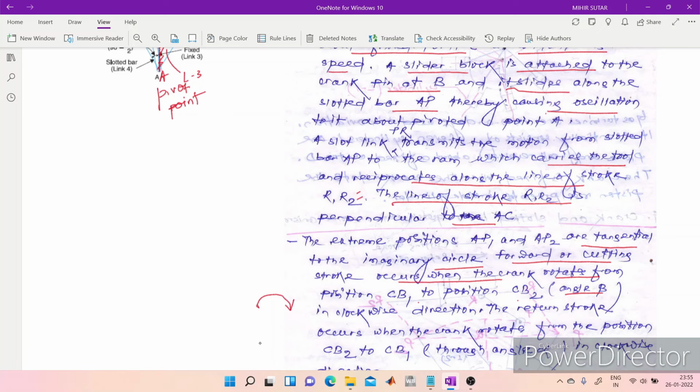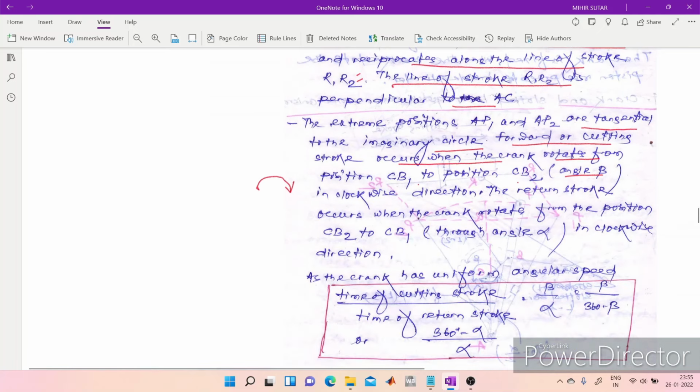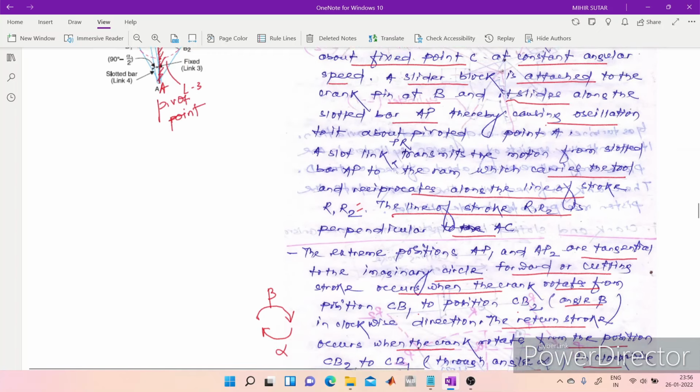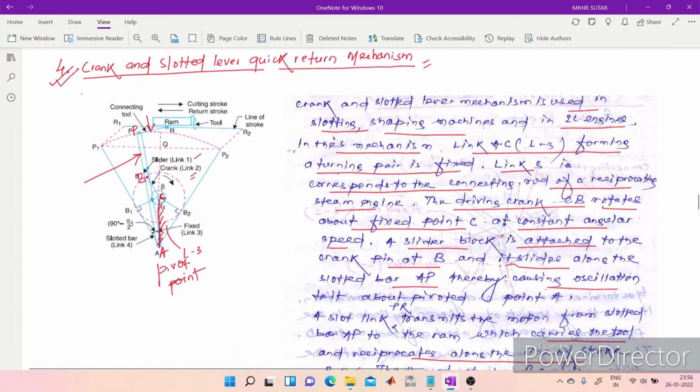In clockwise direction. And the return stroke occurs when the crank rotates from position CB2 to CB1 through an angle alpha in clockwise direction. So this is the return stroke alpha, this is the cutting stroke beta. Here you can see from this position to this position it is beta, and from here to here it is alpha, right.